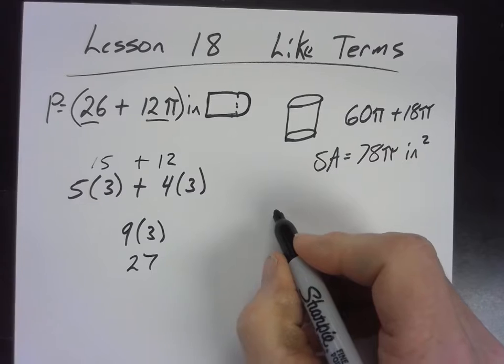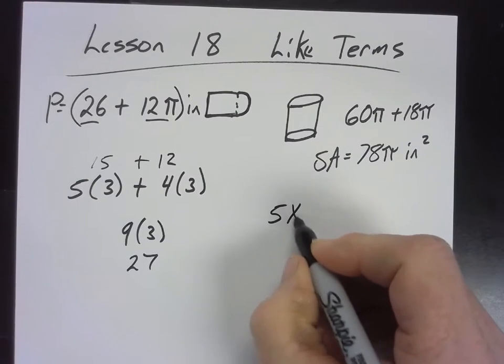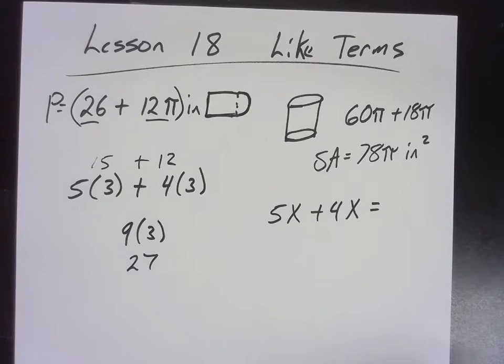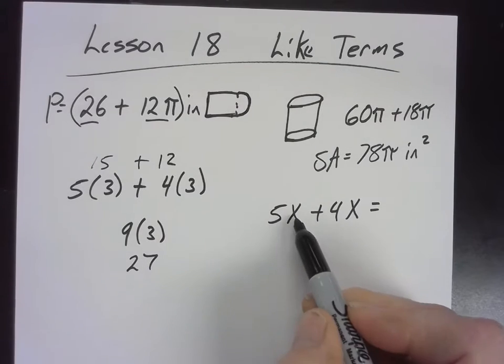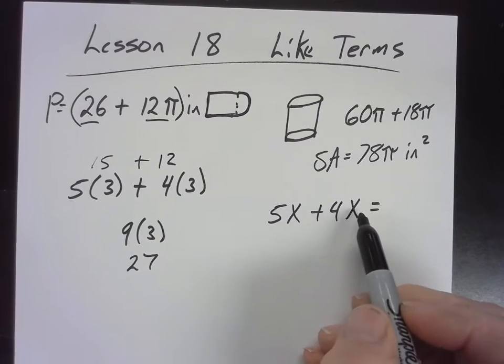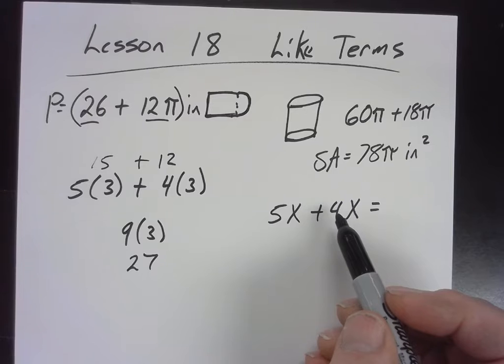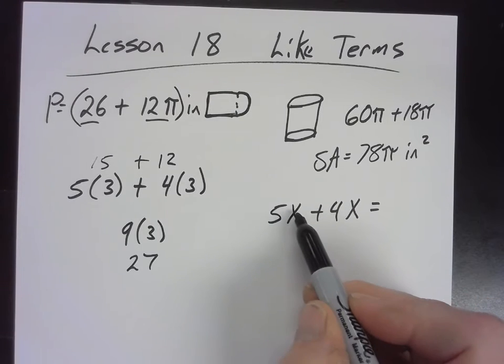And then we said, well, what if I had 5 times x plus 4 times x? Okay, we don't know what number this is, do we? We don't. X is a number. Let's get that clear. Okay, it's a number. Don't look at x like it's a variable or a letter. No letters. They're numbers.